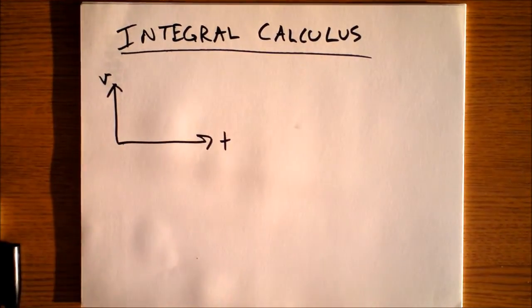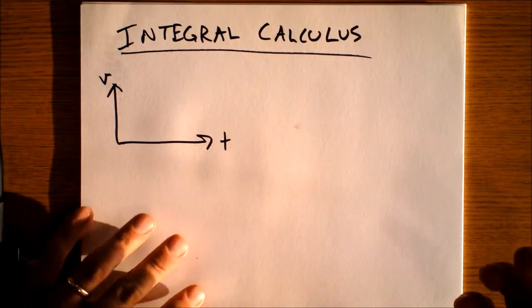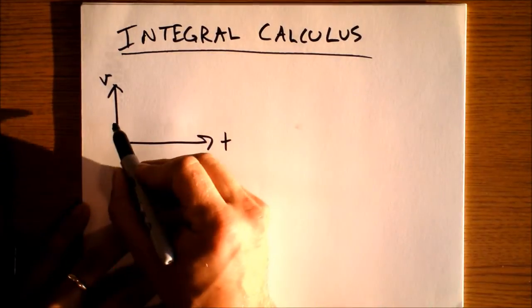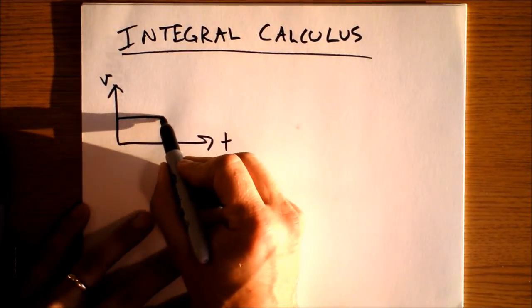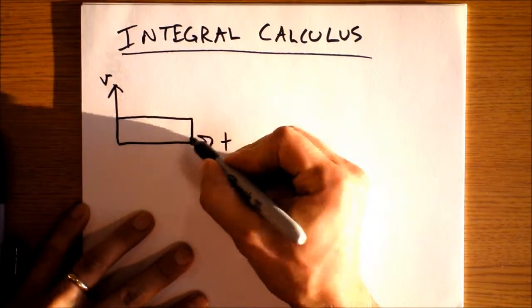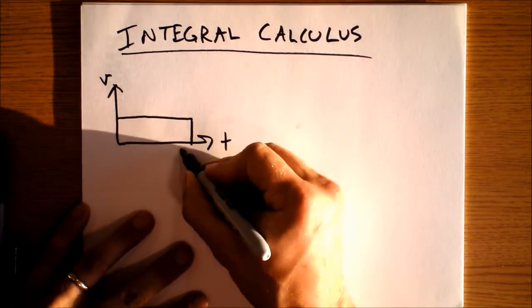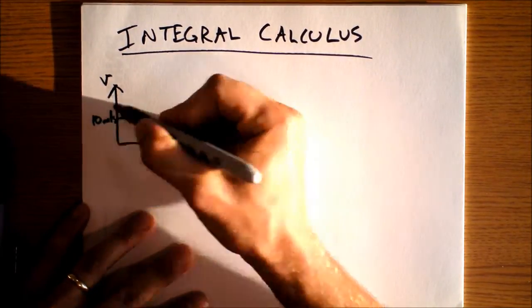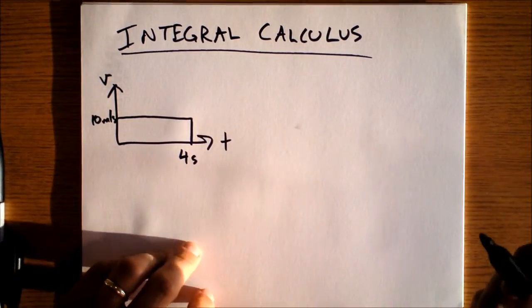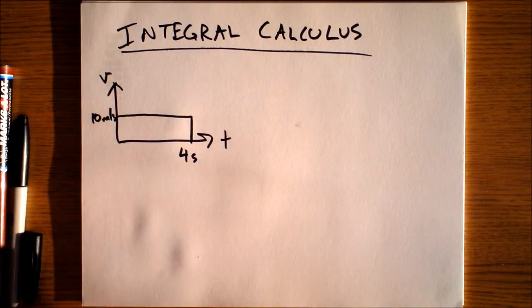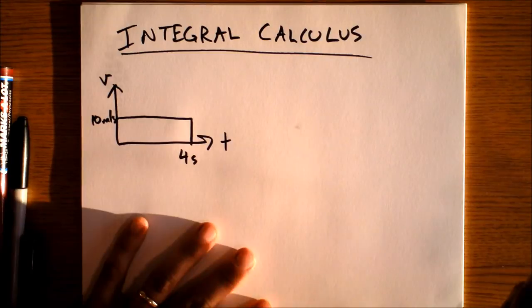So here's velocity. I want you to consider something that has a velocity. Let's say that it's a badger, and this badger has a velocity given right here. It's going 10 meters per second, and it maintains that velocity for 4 seconds. 10 meters per second for 4 seconds. And I promise you that you can very easily find how far that badger has gone during that time.